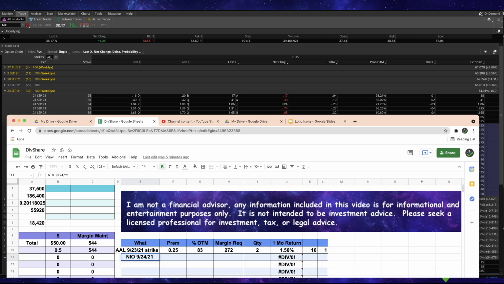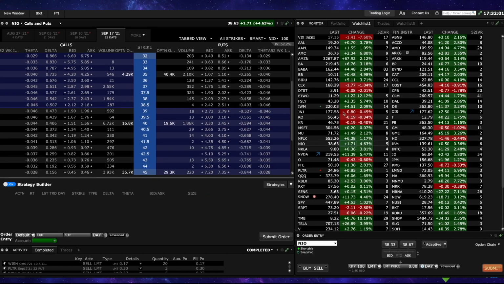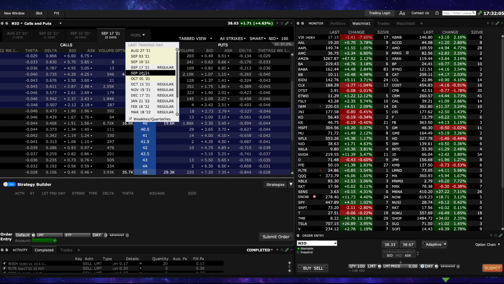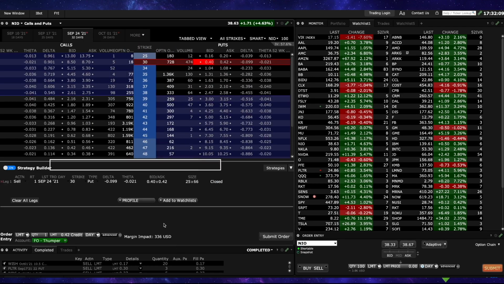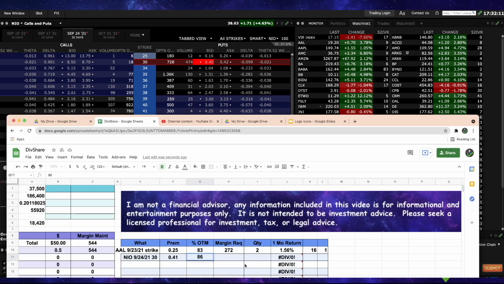924.21. We're doing the 30 strike. Premium was what? Looking at the bid and the ask, so 0.41. That's 86%. We'll switch to United Brokers and grab that margin maintenance just to get that in there. I'm looking at 336, which is nothing.